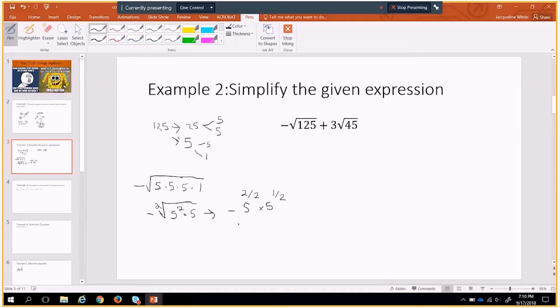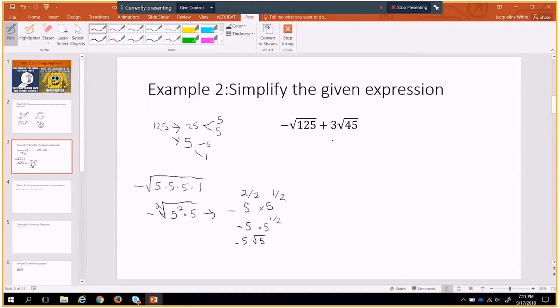So that turns into negative 5 to the first power. And anything to the first power is itself. So we have negative 5 times 5 to the 1/2. All right? And then 5 to the 1/2 is just square root of 5. So in total, we have negative 5 times the square root of 5 for that one, right?